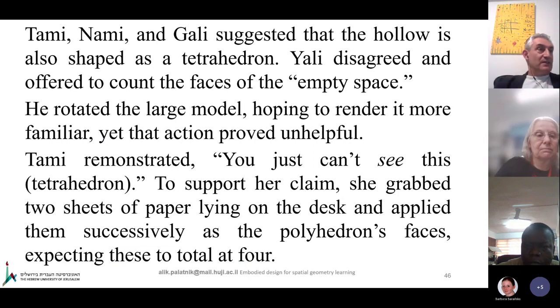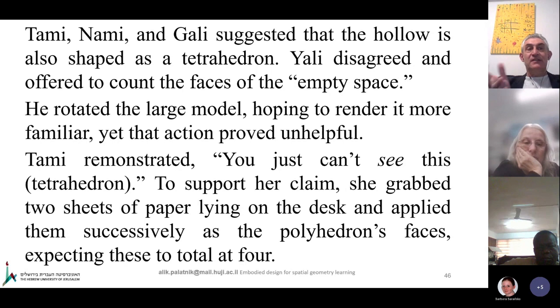I'll just read this. Tami, Nami, and Gali suggested that the hollow is also shaped as a tetrahedron. And Yali disagreed and offered to count the faces of the empty space. He rotated the large model. Actually, this is a very good strategy, hoping to render it more familiar, yet that action proved unhelpful. Kami remonstrated, you just can't see this tetrahedron. To support her claim, she grabbed 2 sheets of paper lying on the desk and applied them successfully as a polyhedron's faces, expecting this to total 4. But it was not 4 because there are 8.